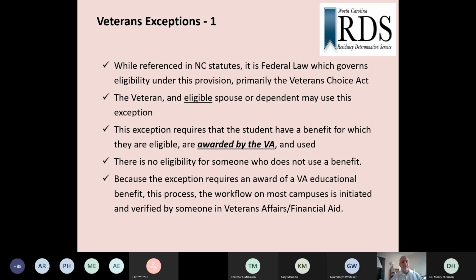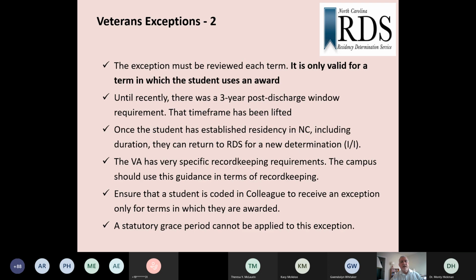So that's key. The exception has to be earned. It's only valid in a term when they use an award. Even if they have a partial award, if they're using it up and that's what's left, they're eligible for a waiver. Until recently, there was a 3-year window post-discharge in federal law. That time frame was lifted August 1st of this year. So basically, if they have a benefit and the VA says they have it, they're good to go.